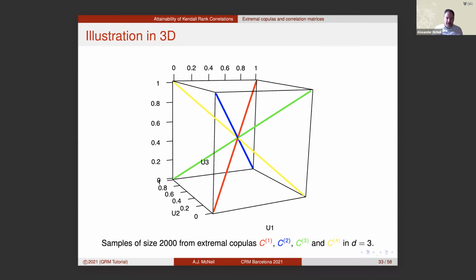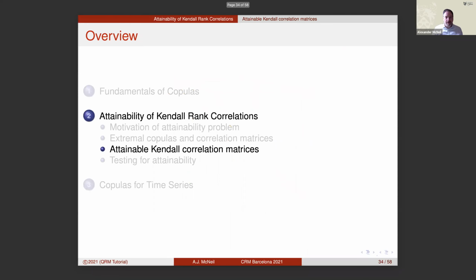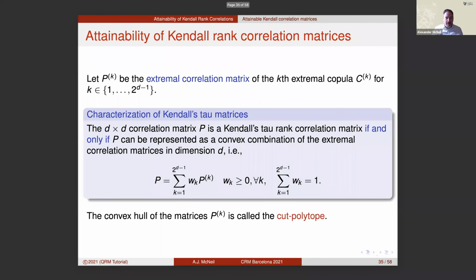So that's the key idea. And now I can come to the characterization of attainable Kendall correlation matrices. I have what I need. So I'm just going to tell you this. The proof is quite long and a bit difficult. I mean, not very difficult, but it would take a while to explain. You'd have to invite me for longer and you'd have to want to hear all the details.